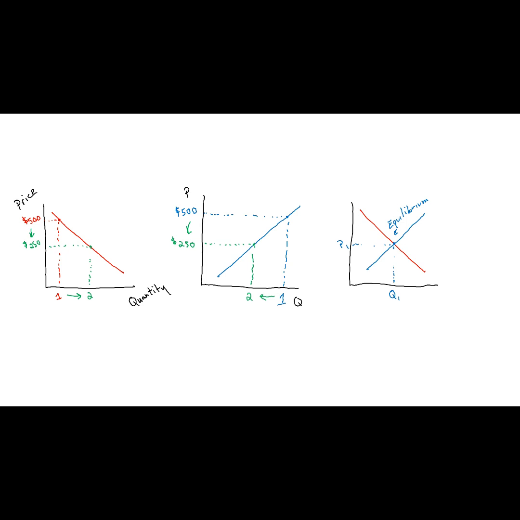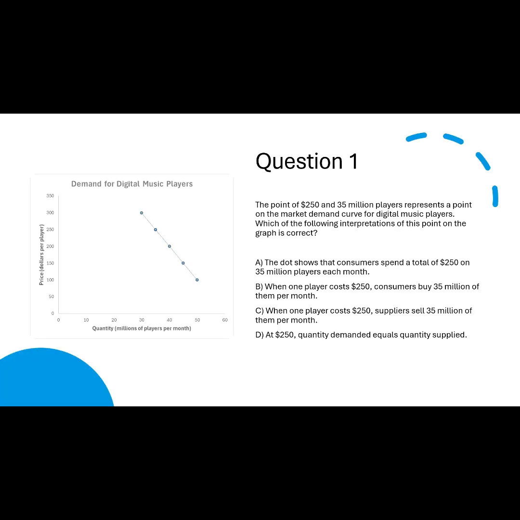All right, so let's go ahead and go into the next slide and answer a few questions about the demand side of the market. All right, so here we have, let's just look at the graph real quick. We have the demand for digital music players. Okay, so this is the demand curve. And on the y-axis, we have the price. The price is dollars per player. And then the quantity, this is the millions of players per month.